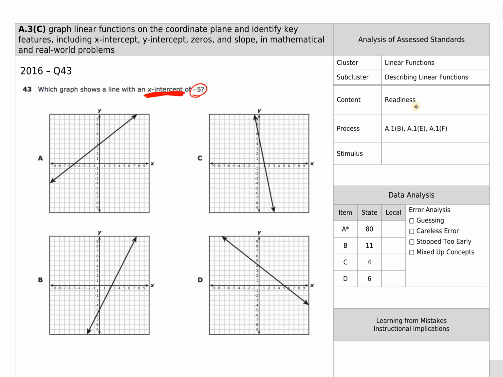X-intercept of -5. Here's the x-intercept of -5. No, no, no. Moving to the next one.